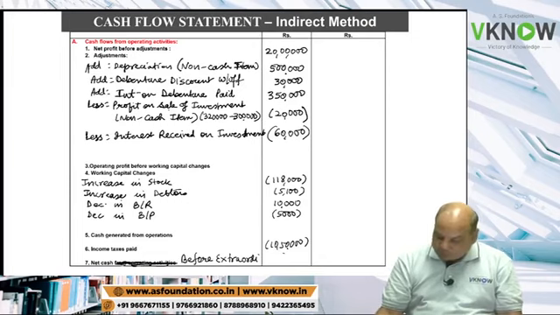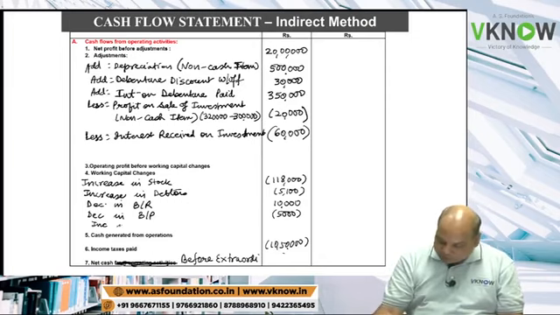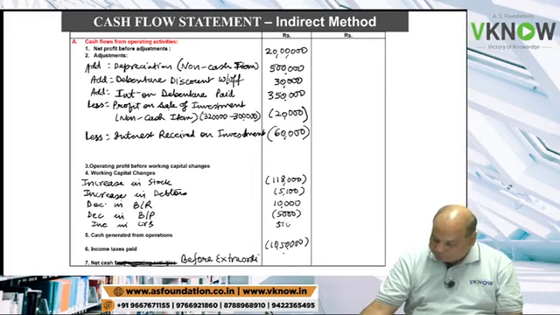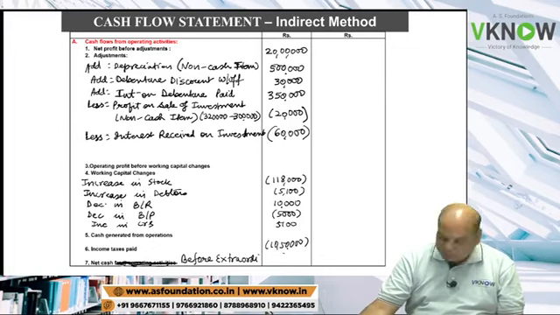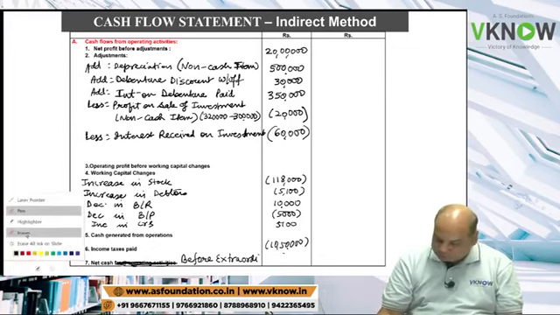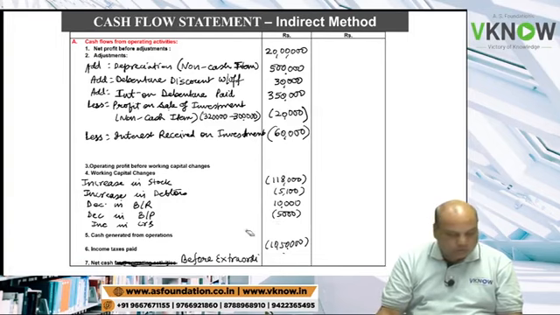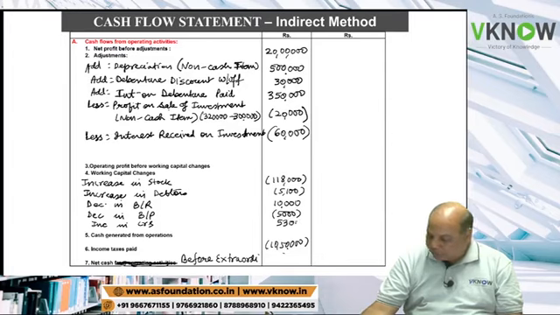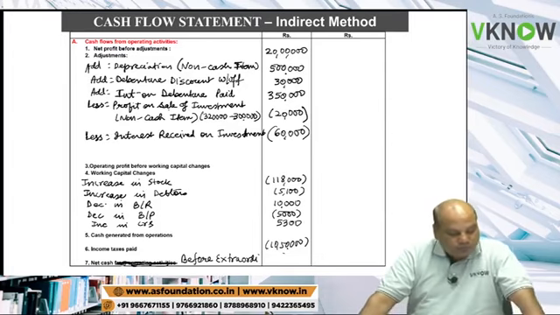Then creditor has increased. Increase in creditor, 171,300 minus 1 lakh 66,000, 5,100. Sorry, 5,300. Increase in creditor, increase in cash flow.